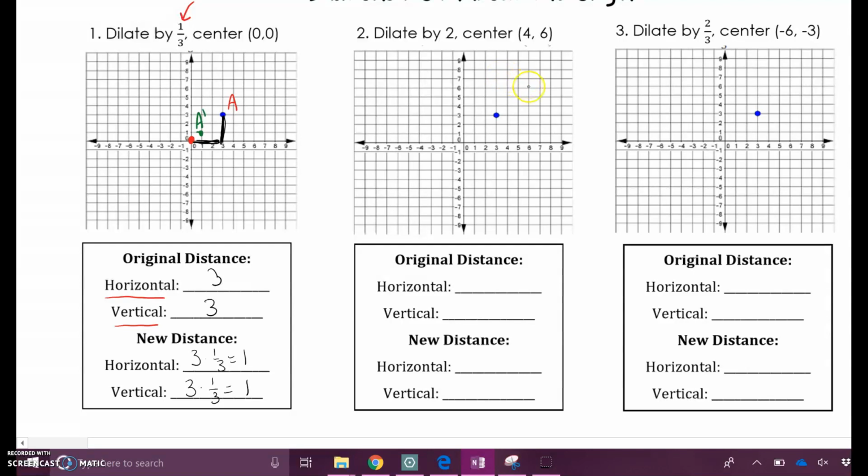Now we're going to move on to the next example, and this is one where we do not have a center of 0, 0, the origin. We have a dilation that's not about the origin, which is 4, 6.